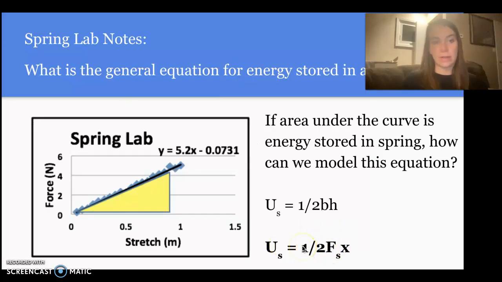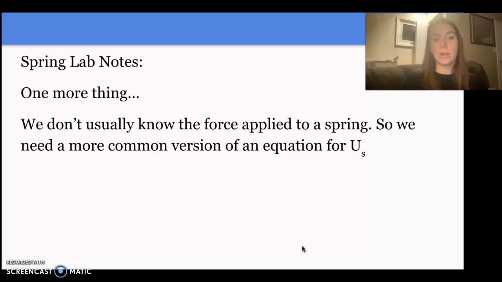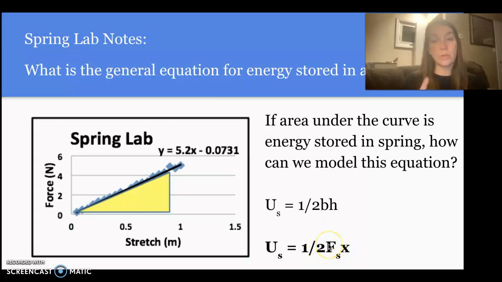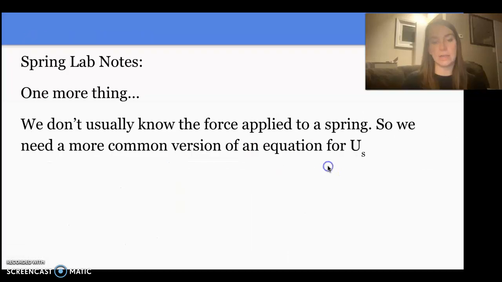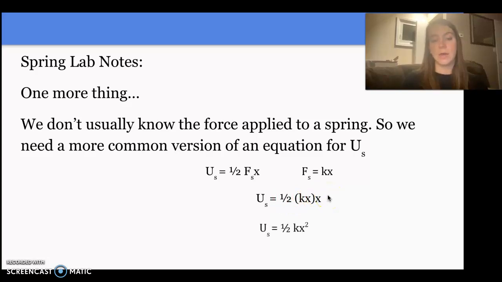Don't write that equation down yet, because there's a better way to do that. Usually we don't know the force, but we do know the spring constant. We know the slope of this line. And so what we can do is combine our Fs equation that you already wrote down, kx, in here for Fs. So it's 1/2 kx times x, 1/2 kx squared. So do write this equation down. Circle it, star it, underline it, highlight it. This is the equation for the energy stored in a spring. In order to calculate it, you're going to do 1/2 times the spring constant times how much the spring is stretched or compressed, squared.